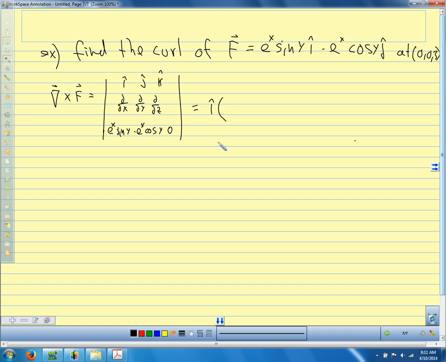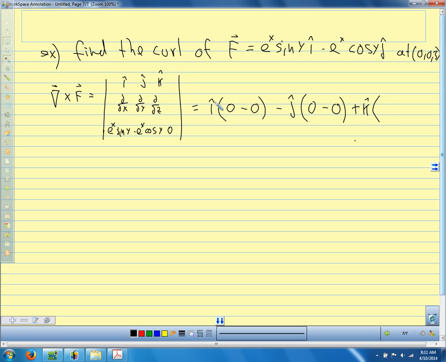So I'm going to do my determinant here. Crossing these out, I take the partial derivative of y with respect to 0, I get 0, minus the partial derivative of z of minus e to the x cosine y, so I get a 0 there, minus j. I'm going to take the partial derivative with respect to x of 0, so I get another 0. Partial derivative with respect to z of e to the x sine y, I get another 0.